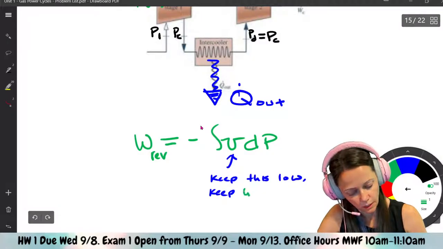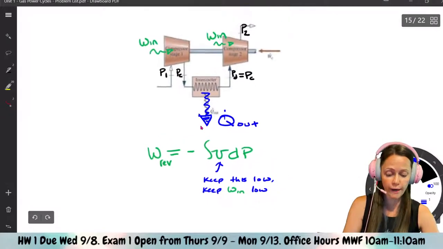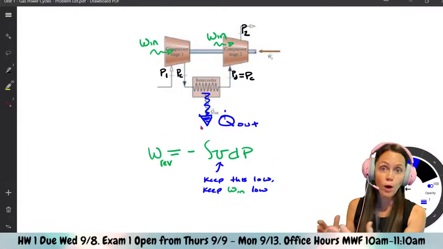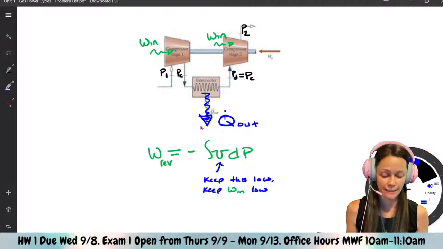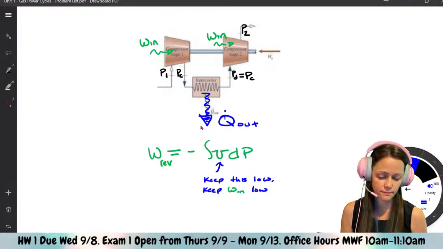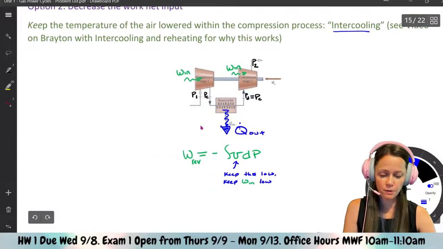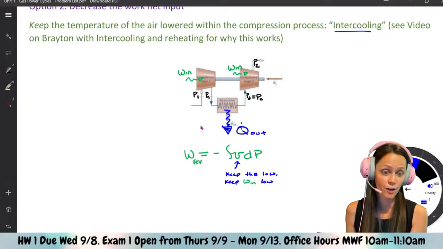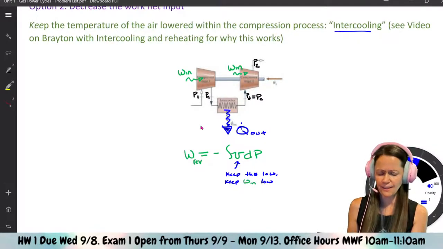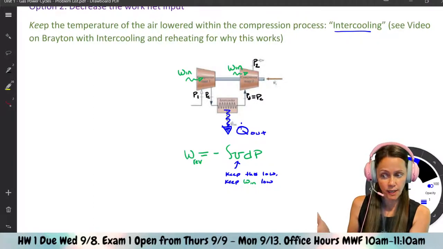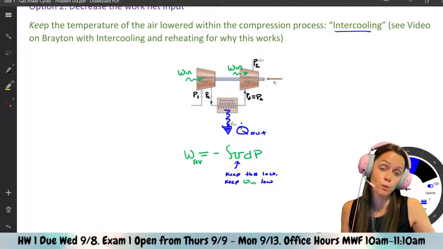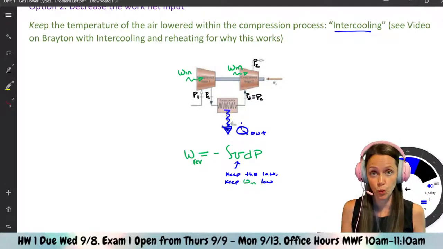Keep that work input low, right? The work input required from P1 to P2. That's the general idea. And we will work a problem where we compare, looking at reheating, the work output that we would get if we expanded in one stage as opposed to two, and we kind of prove to ourselves why that works.